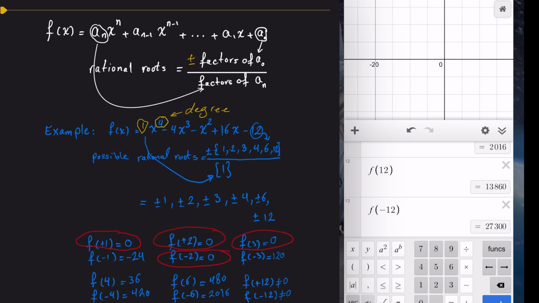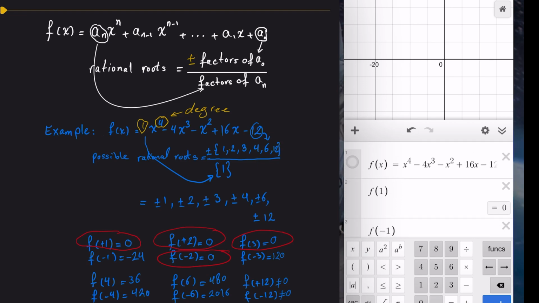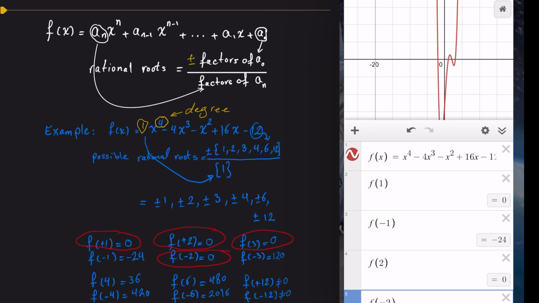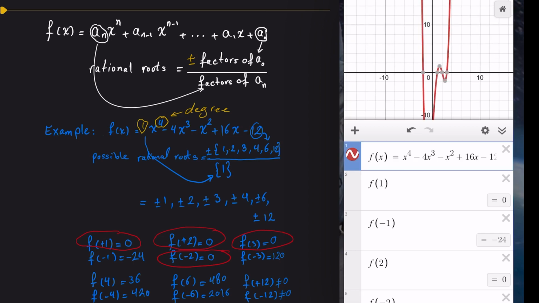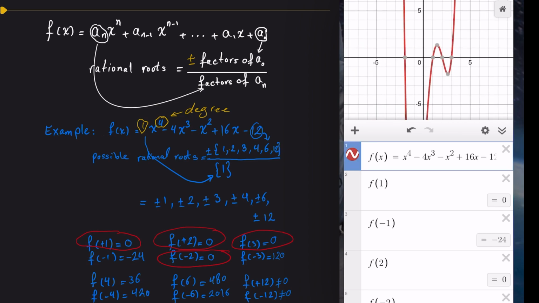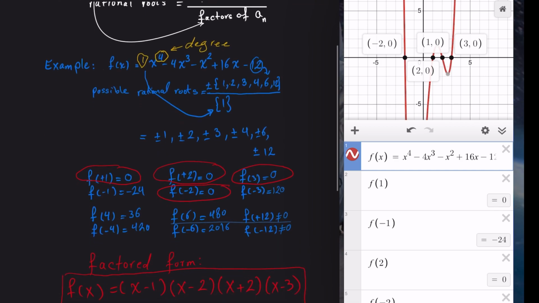Now, we can actually test that. I'm going to plot this function and see where these zeros are. As you can see, the zeros of the function are located at negative 2 comma 0, 1 comma 0, 2 comma 0, and 3 comma 0. Now that I have the roots, I can write the factors. I can write this function in factored form. So we can turn the roots into factors.